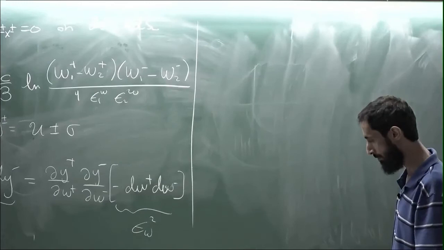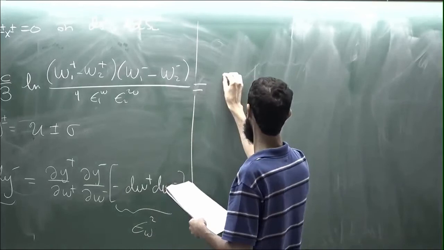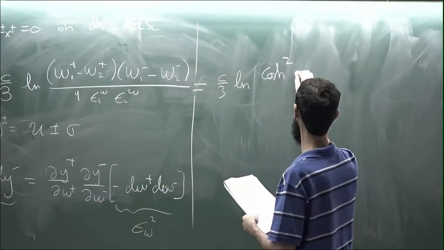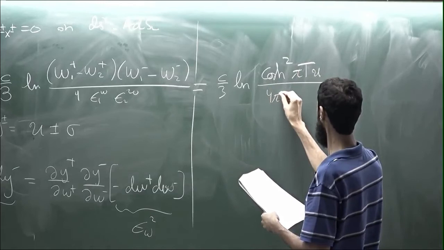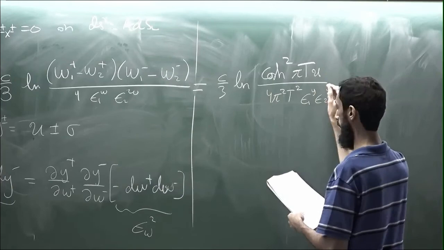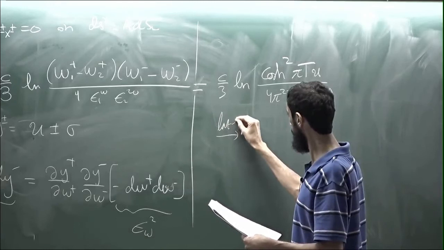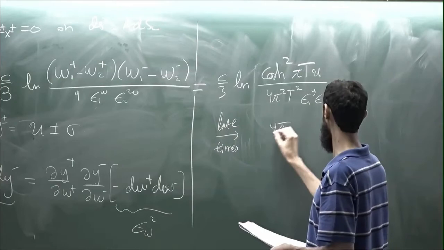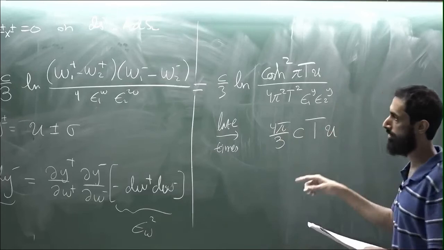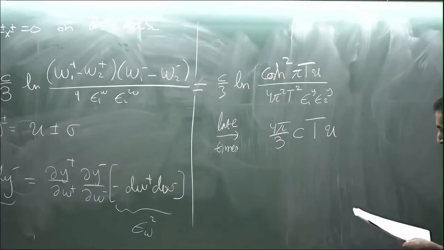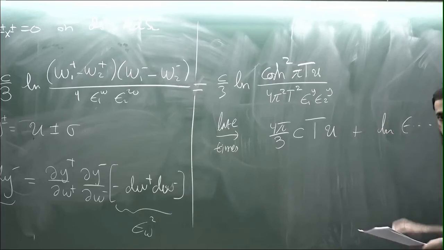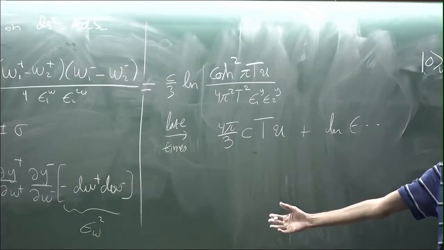You find that this thing is equal to c over 3 log of cosh squared of pi t times u over 4 pi squared t squared epsilon 1y epsilon 2y, which at late times is simply 4 pi over 3 c t u, I guess, yeah, whatever, plus terms that go as log of epsilon. Okay. So that's how you get this. And you can imagine subtracting out the zero temperature case. And these guys will be canceled out.